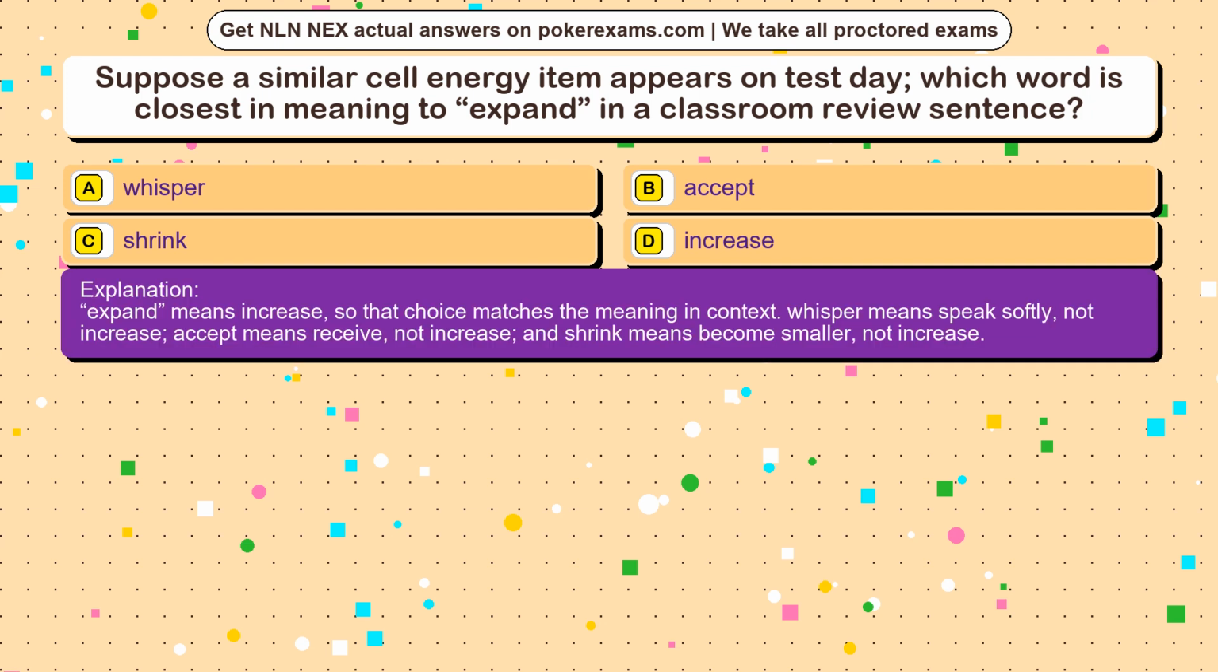Expand means increase, so that choice matches the meaning in context. Whisper means speak softly, not increase. Accept means receive, not increase. And shrink means become smaller, not increase.